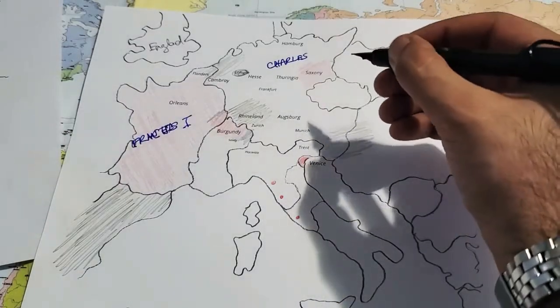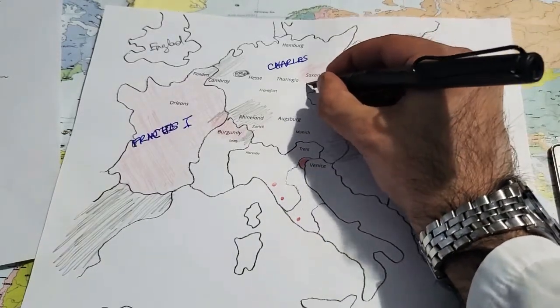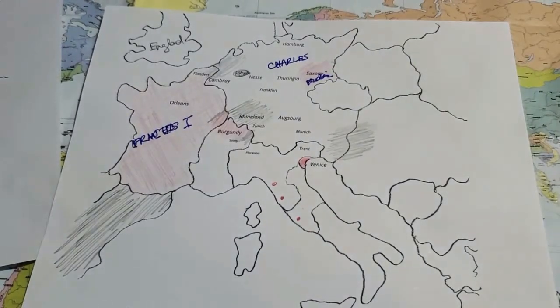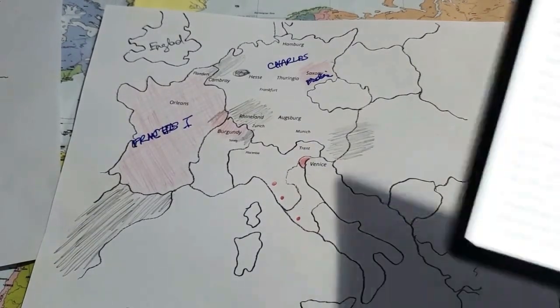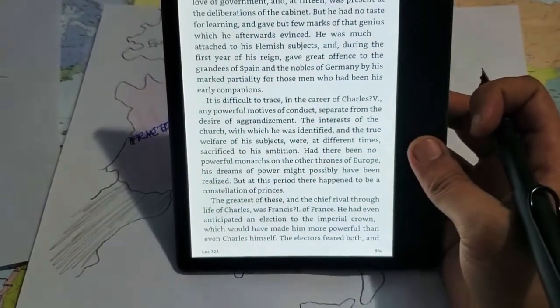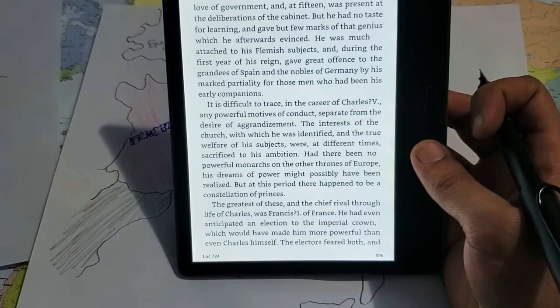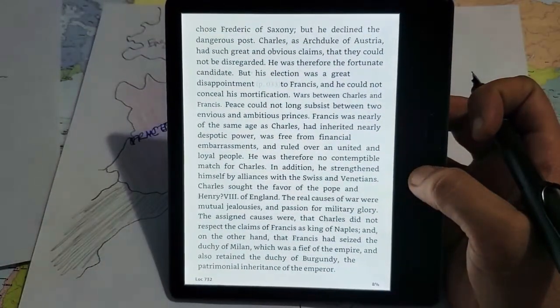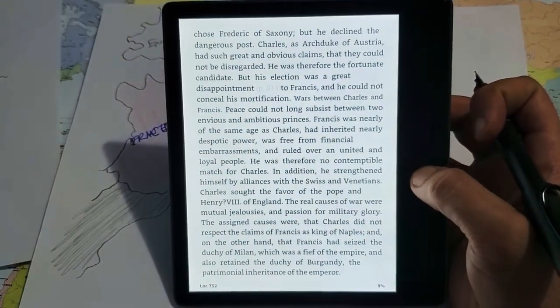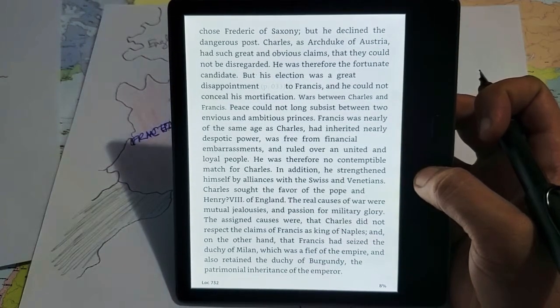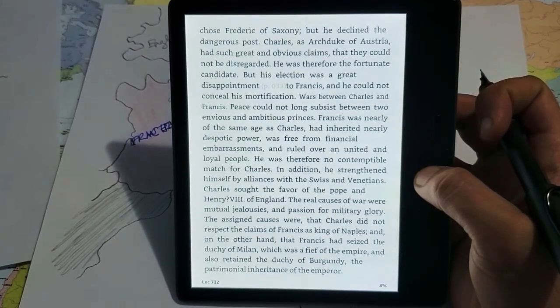And then another guy who was running, his name was Frederick. And he was the elector of Saxony. But we'll see what happens to him. And if you remember from the prior video, he was Luther's patron. The electors feared both and chose Frederick of Saxony, but he declined the dangerous post. Charles, as Archduke of Austria, had such great and obvious claims that they could not be disregarded. He was therefore the fortunate candidate.